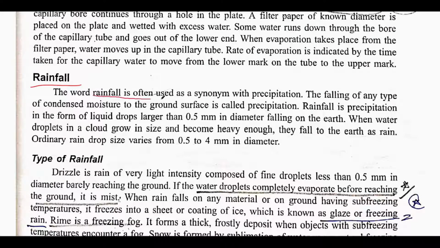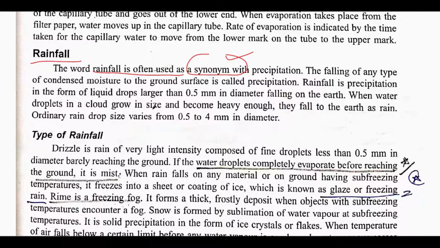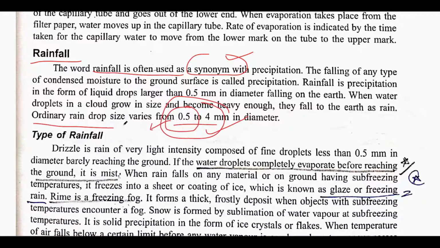Rainfall is basically synonymous with precipitation. Now, an ordinary raindrop has a size of 0.5 to 4 mm, and when the raindrop has a size of less than 0.5, it is known as drizzle.